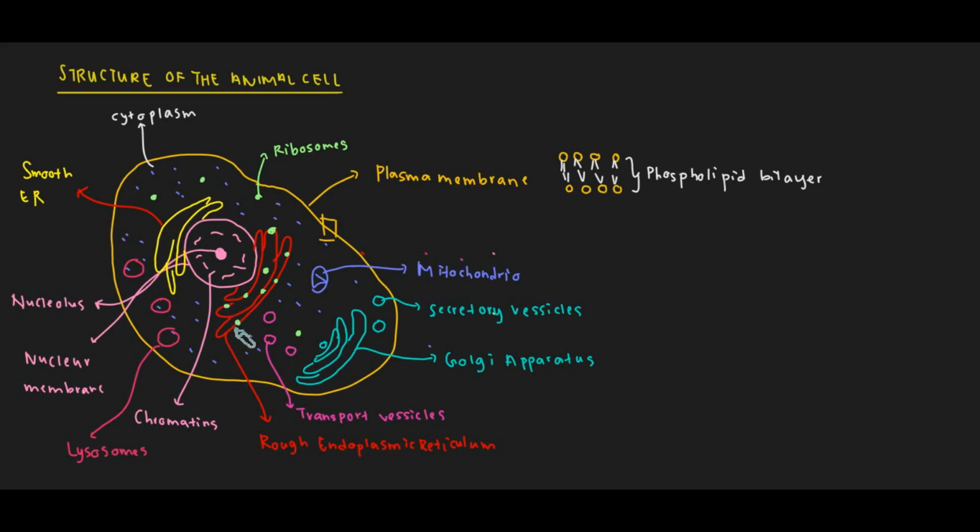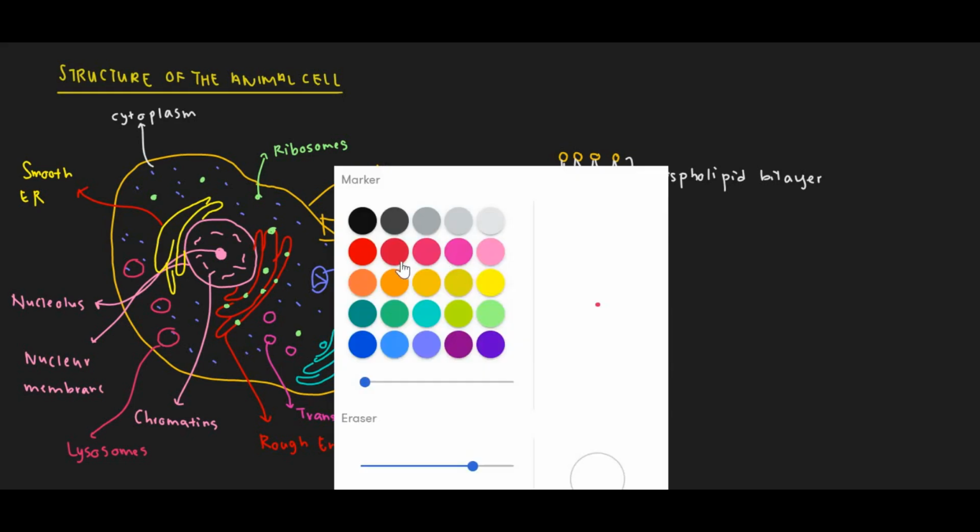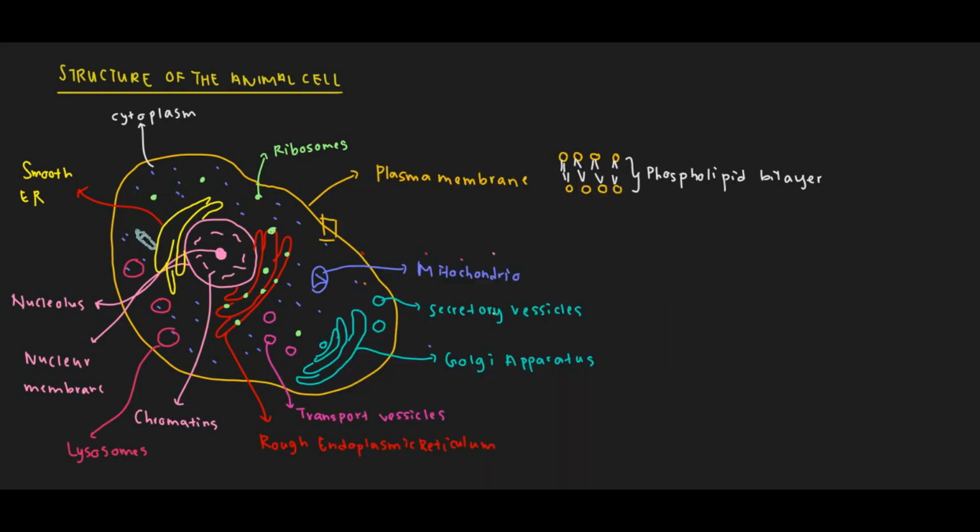And the last thing that we are going to discuss inside the animal cell is the centrioles. A centriole looks like this, a T-shaped structure. What the centriole does is that it is important in the formation of spindle fiber during mitosis and meiosis. So without the centrioles, the cells cannot divide, and mitosis and meiosis cannot happen.